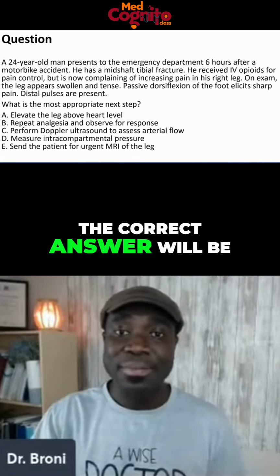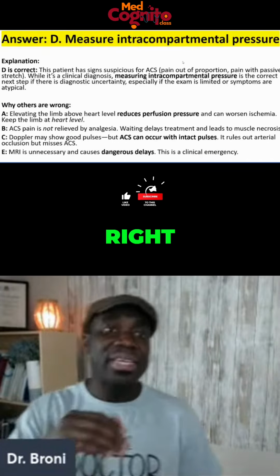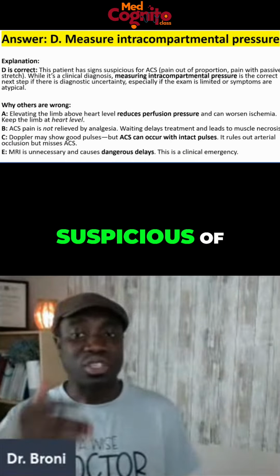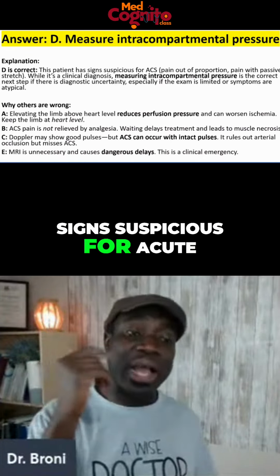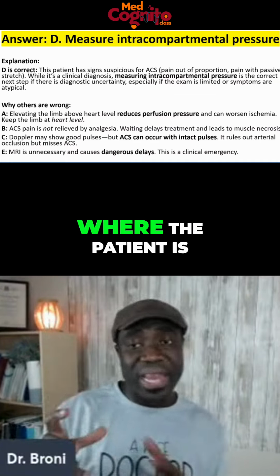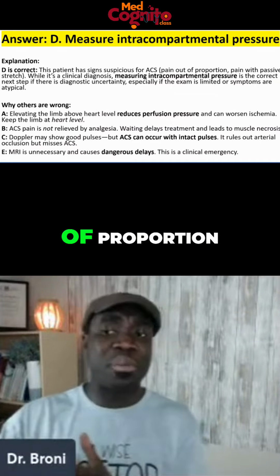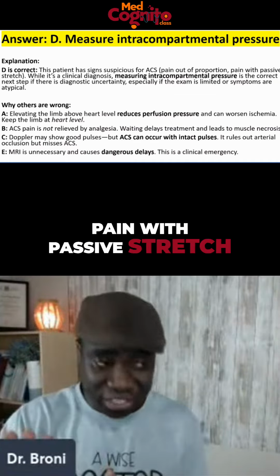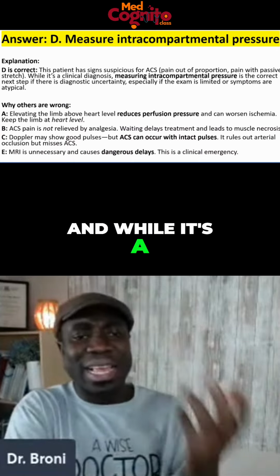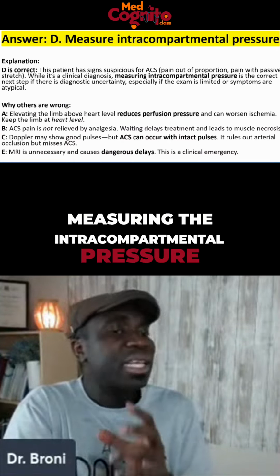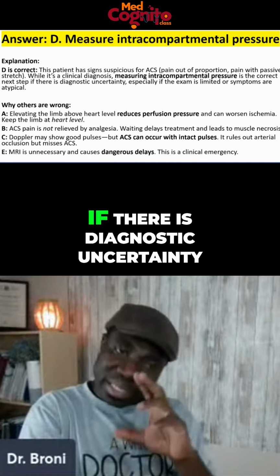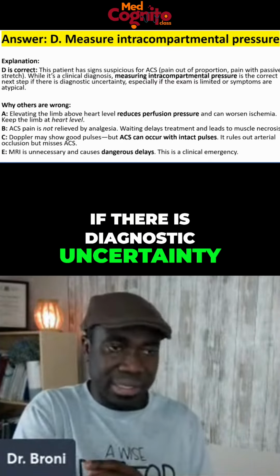The correct answer will be D, right? This patient has signs suspicious for acute compartment syndrome, where the patient is presenting with pain out of proportion and pain with passive stretch. And while it's a clinical diagnosis, measuring the intracompartmental pressure is the correct next step if there is diagnostic uncertainty. All right?